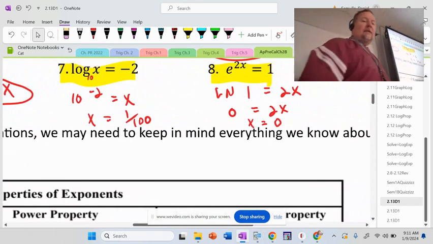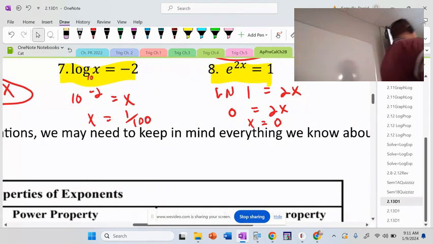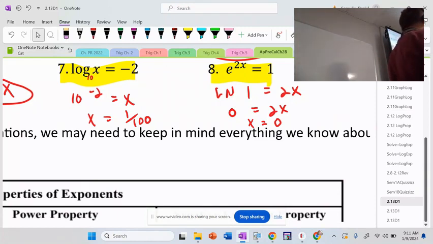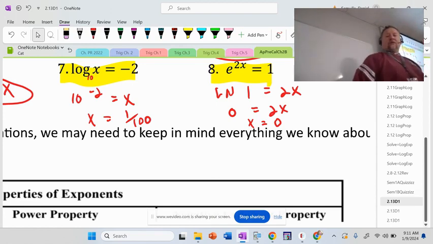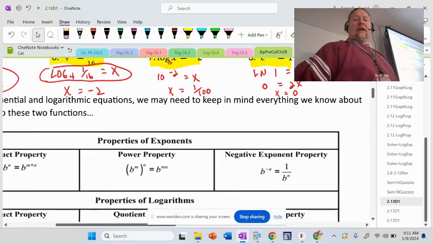This is why this one's easy. Log is log base 10. Change it to an exponent. And then the last one actually works out without a calculator. Why is ln of 1 0? Because e to what power equals 1? 0. That's why ln 1 is 0. And then you divide by 2 and you still get 0. Okay, so just a couple things to look at there.